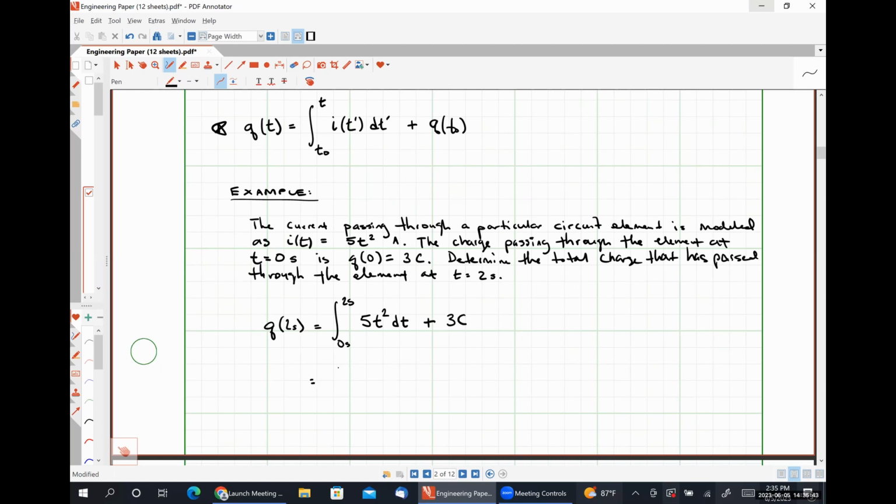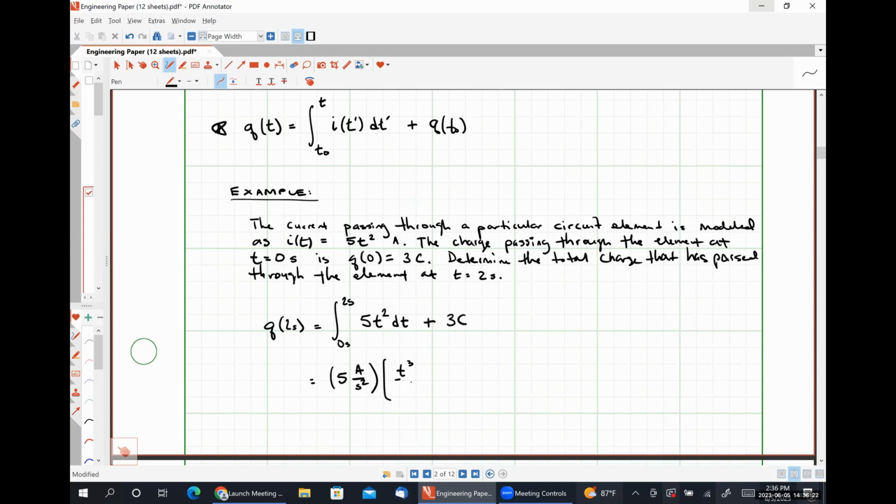So we're going to have 5 amps per second squared. We weren't given these units explicitly, but if time is measured in seconds and we're dealing with a current, then that coefficient of 5 has to have units of amps per second squared. What's the integral of t squared? T cubed over 3. Absolutely right.